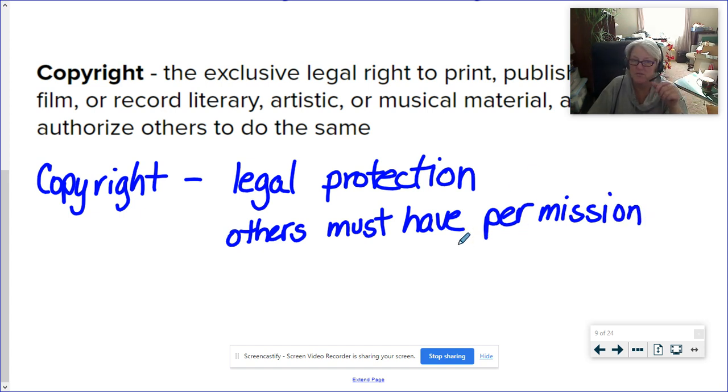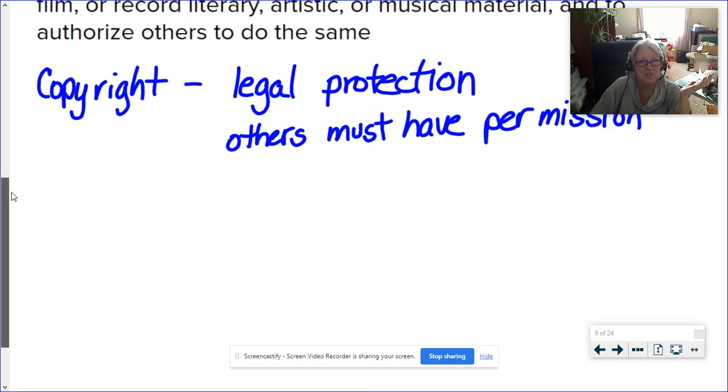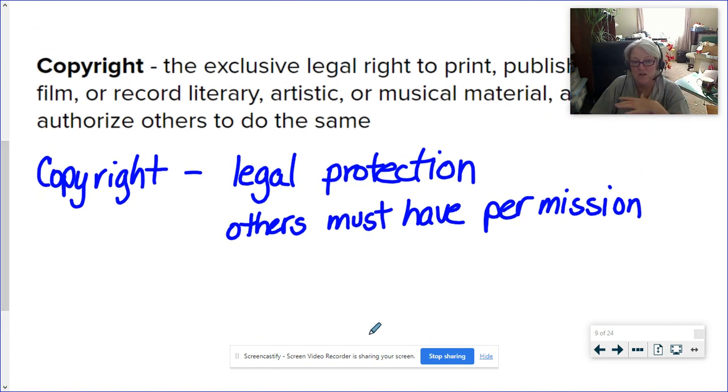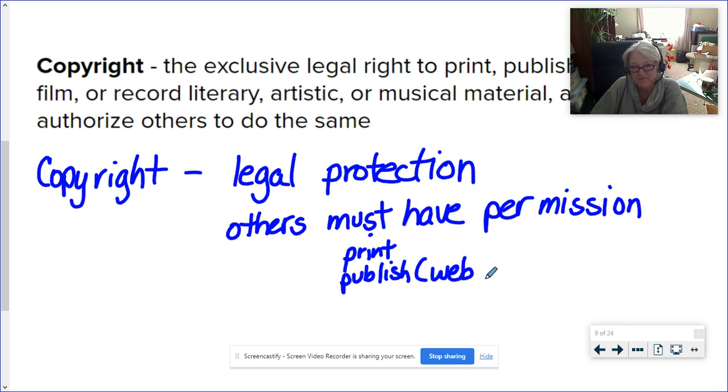This happens a lot with music where somebody all of a sudden wants to just use somebody else's music, and it gets a little dicey. Sometimes the original creators get angry and say, hey, you didn't ask my permission to do that. Nope, you can't do that. All right. Now, this has to do with must have permission to either print it, to publish it. By the way, this means website, internet. Okay. I'm just going to write web there.